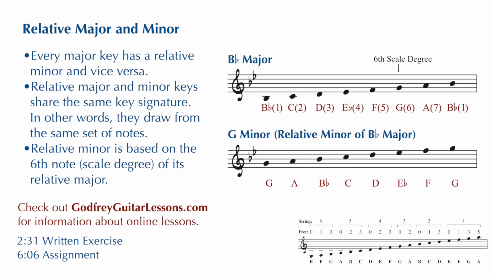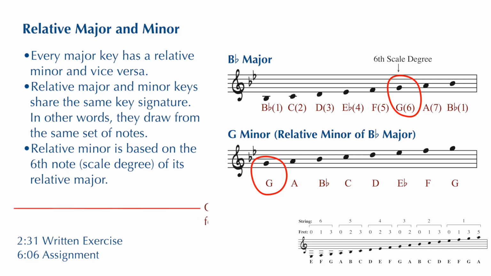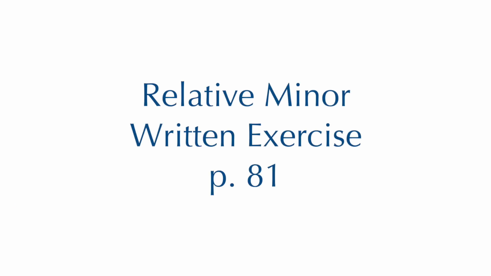In our final example at the bottom of page 80, there's a B flat major scale. The sixth scale degree of that B flat is a G, 1, 2, 3, 4, 5, 6. So G minor is the relative minor of B flat major. It shares the same key signature, B flat and E flat. You just play from G to G. And you've got G minor.